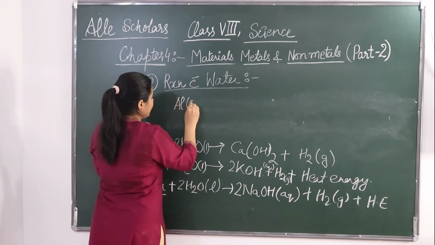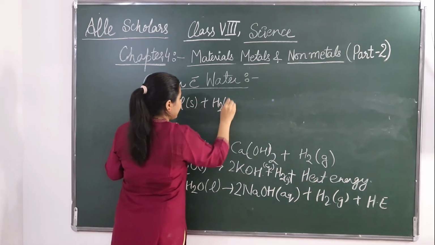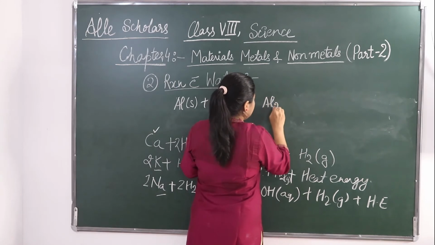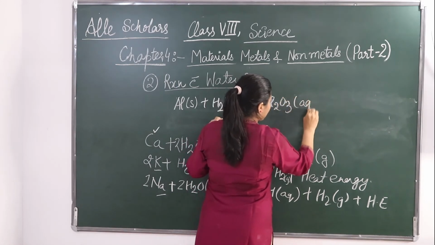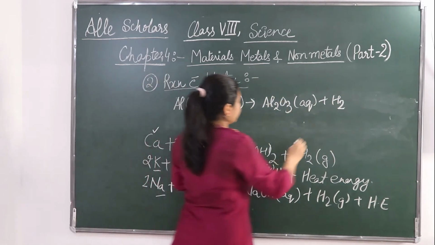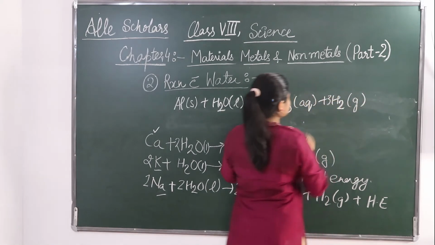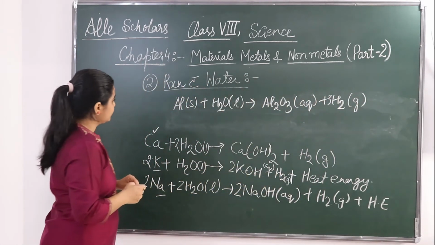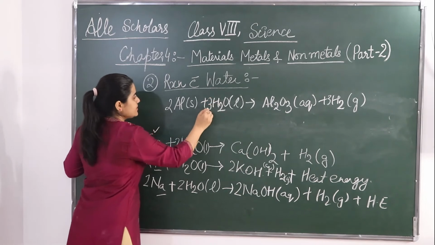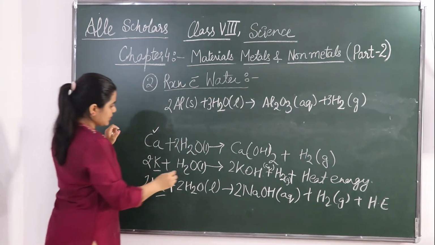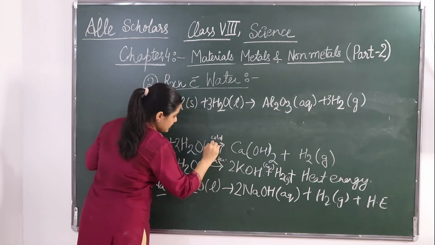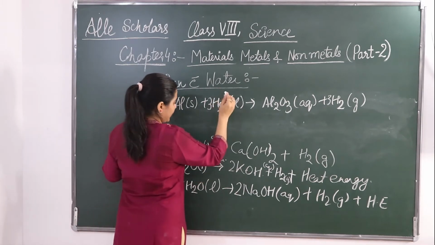Let's take aluminum when it reacts with water. What is it going to give? Al2O3 plus hydrogen gas is being released. So the reaction is balanced here. Aluminum we have seen. In this case, water was there, here also cold water was there, and here the water is steam.